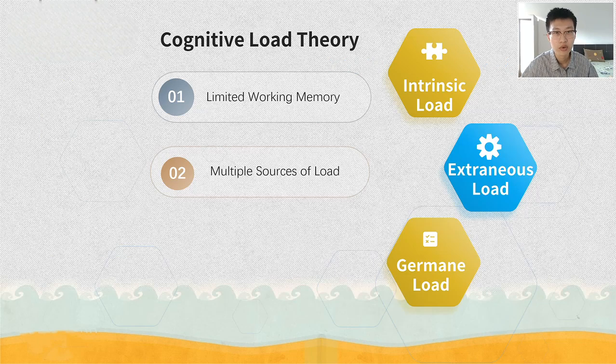So the cognitive load theory has intrinsic load, extraneous load, and germane load. So the first is limited working memory, and the second is multiple sources of load.